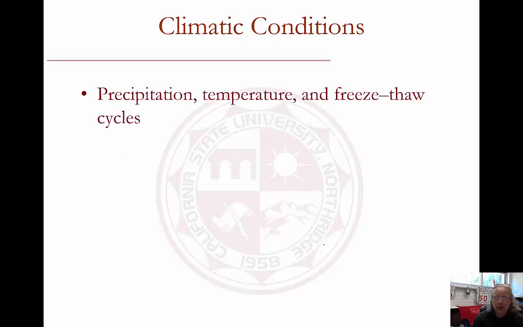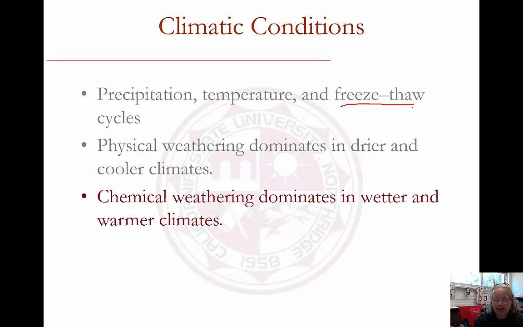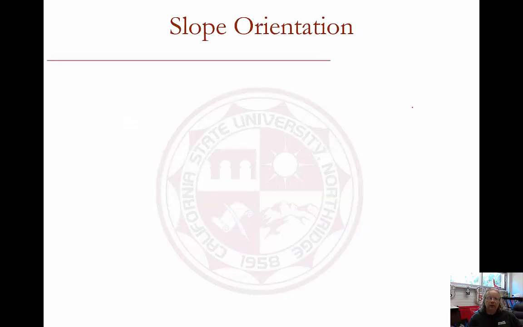So rain, temperature, and how much freeze-thaw action you get have a lot to do with the speed at which rock is broken down from bedrock and regolith to dirt, essentially. Physical weathering dominates in drier and cooler climates because there are fewer chemical processes going on, and chemical weathering dominates in wetter and warmer climates. Not 100% true, but those trends are general.